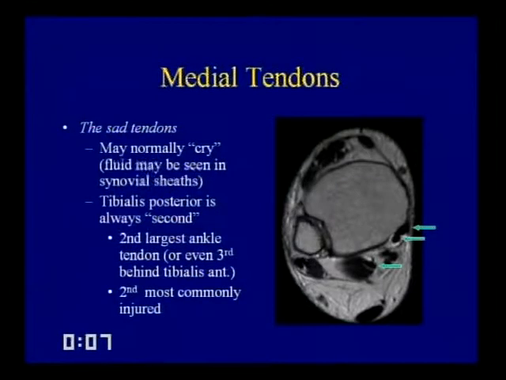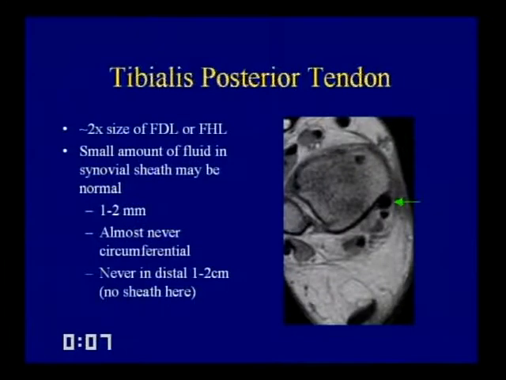It's the second largest ankle tendon, or even the third behind the tibialis anterior, and it's the second most commonly injured. Now, the normal tibialis posterior tendon should be about twice the size of the flexor digitorum longus or flexor hallucis longus. Again, a small amount of fluid in its sheath is normal.